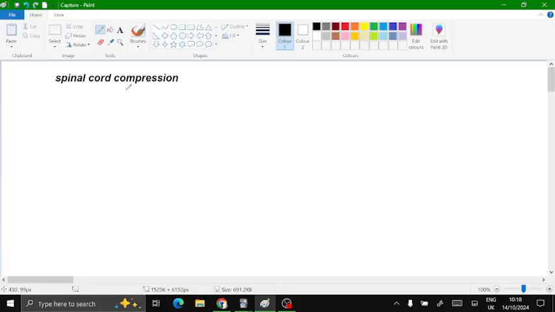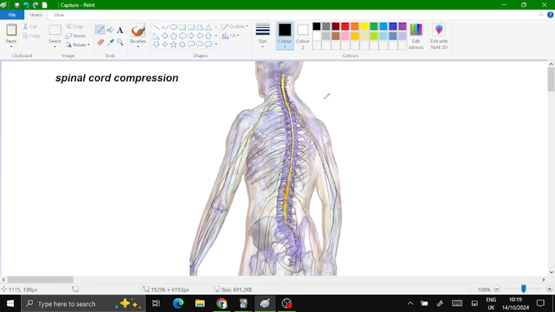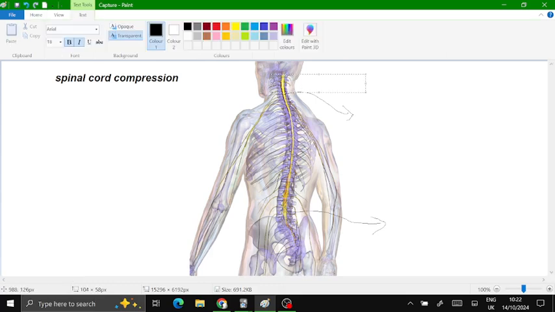Okay, today's topic is about spinal cord compression. Spinal cord compression can occur anywhere along the spinal cord. The two most common locations that are asked in the exam and also frequently seen in patients are the cervical region and the lumbar region. Today specifically we will talk about cervical spinal cord compression.